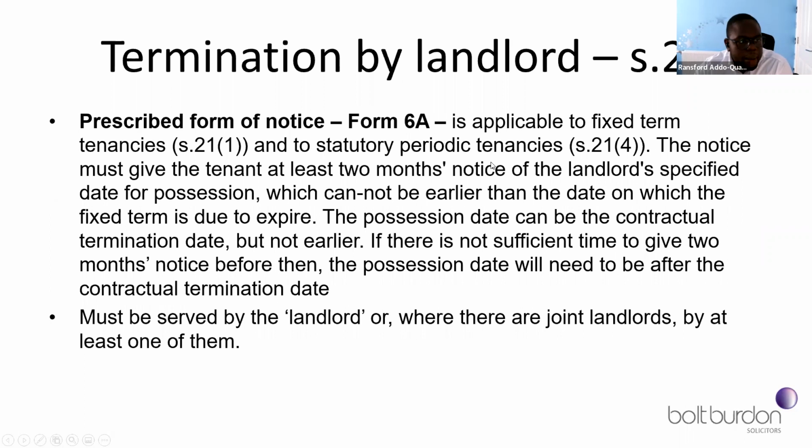Form 6A applies to both sections 21(1), fixed term tenancies, and 21(4), which are periodic tenancies. Currently, the notice period is 2 months. You serve the notice, it can't expire before 2 months, and then possession proceedings must begin within the following 4 months, or else the notice is invalid and can no longer be used. The notice needs to be served by the landlord or by joint landlords, and can also be served by the landlord's agents as well.